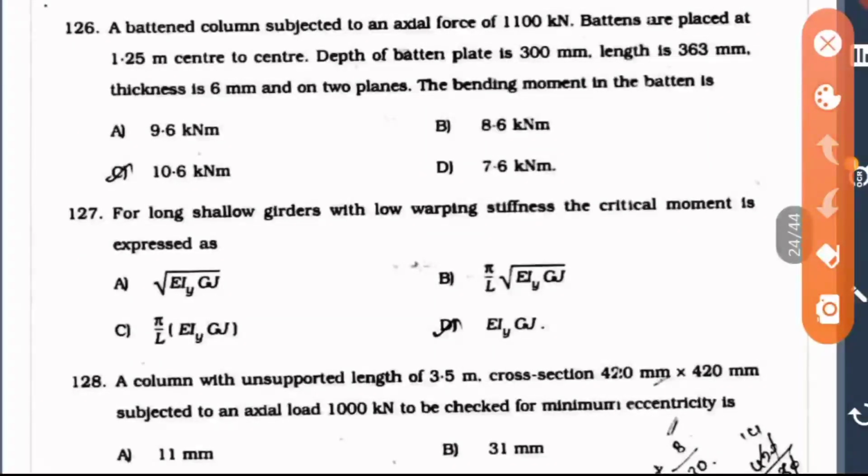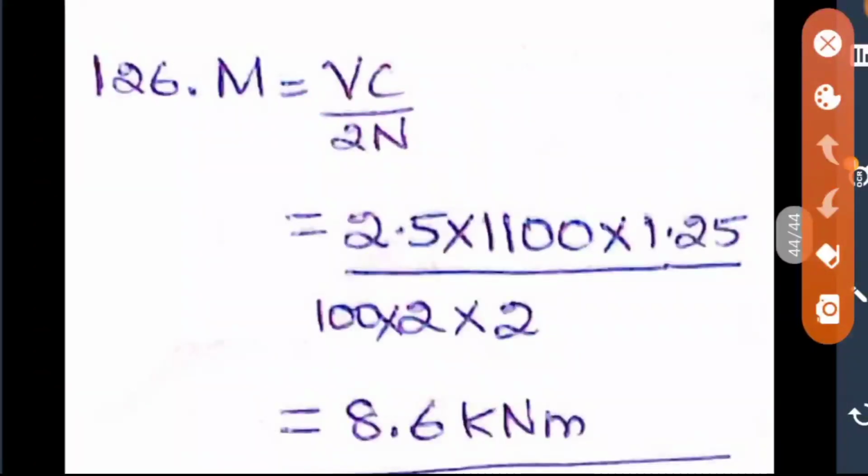So here the important points to be noted are the axial force, the batten spacing, that is 1.25 meter, and the number of plates. So these data are enough for finding the bending moment. So here moment will be equal to V into C by 2n. So this is the formula.